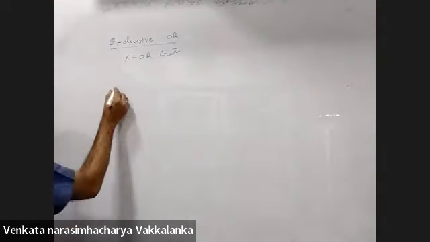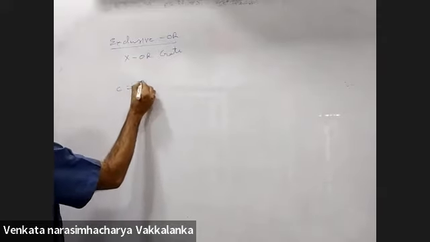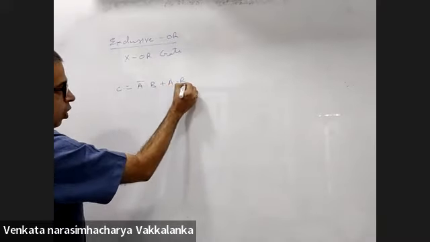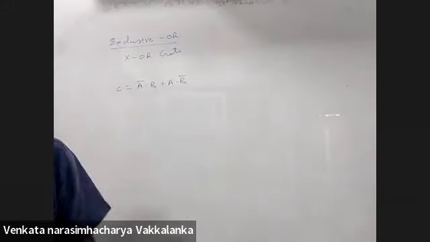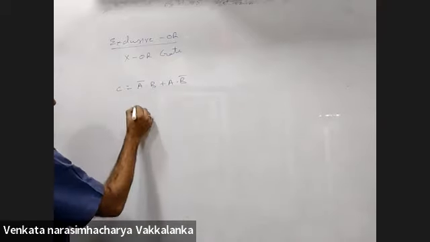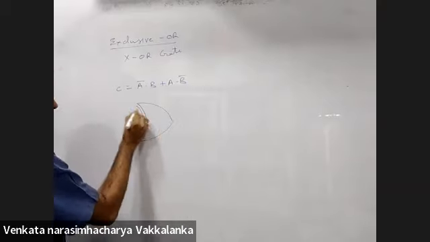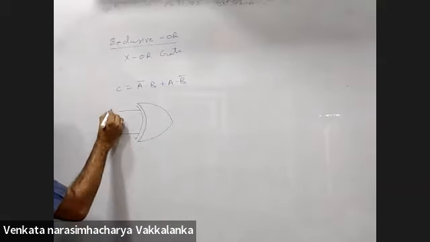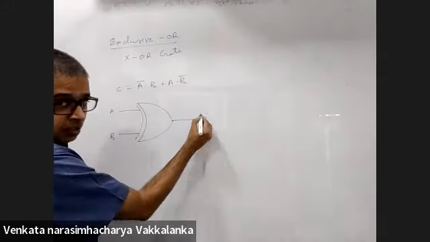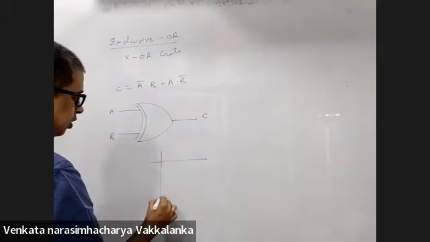Its Boolean algebra is C is A bar dot B plus A dot B bar. The symbol goes this way. This is A, B. This is C. Right? Truth table.